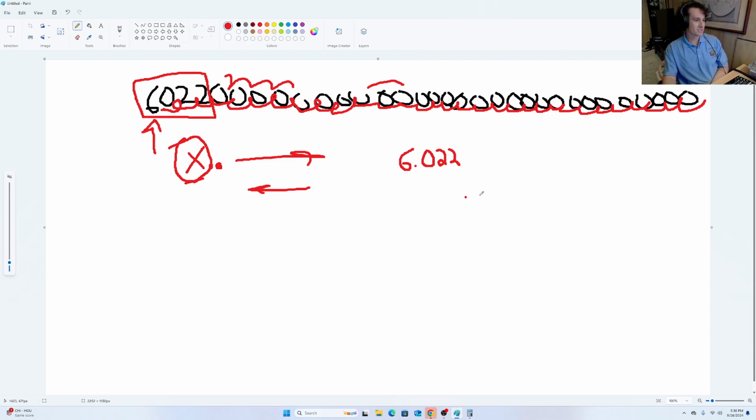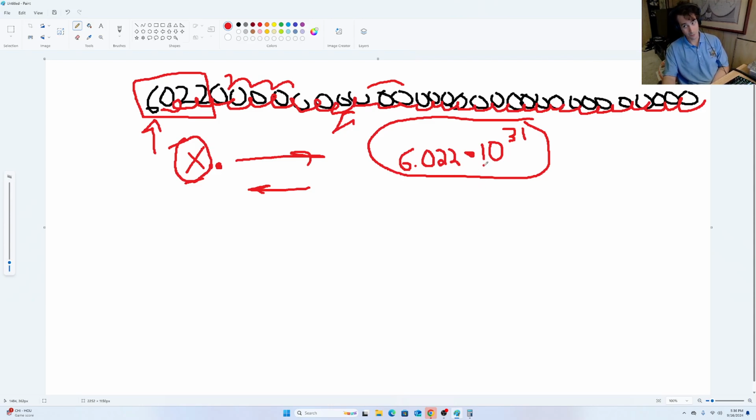So 6.022 times 10 to the 31st power, because I counted 31 decimal places to get back here. This number here is the exact same thing as this number up here. And I'm sure you'd agree, I would hope you'd agree, that this is way easier to look at, way easier to say, way easier to understand than this giant number up here.